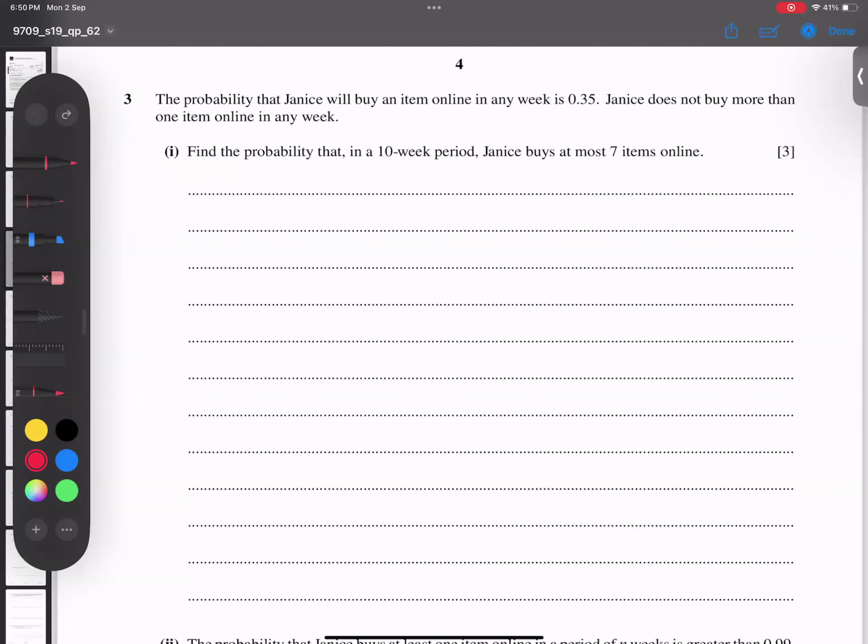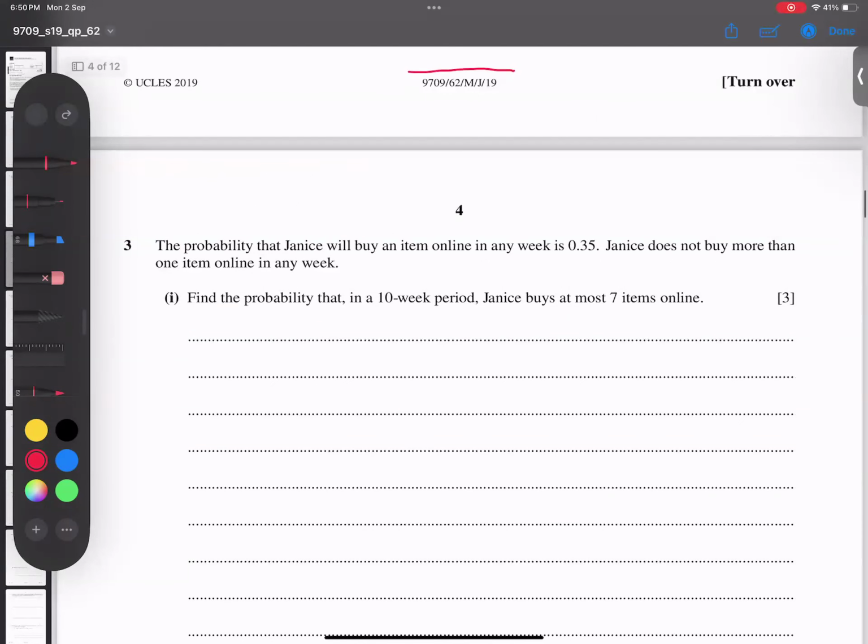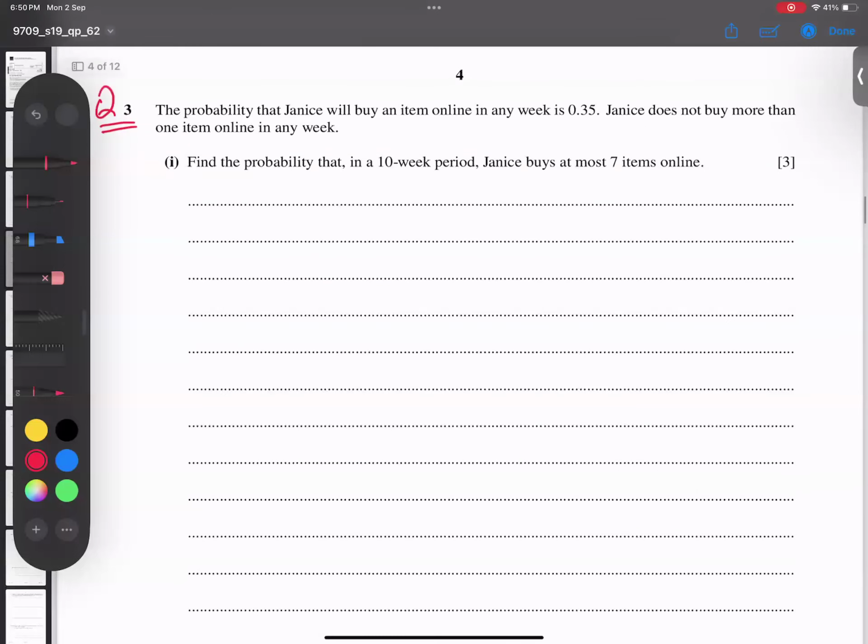Bismillah ar-Rahman ar-Rahim. This is a question from June 19, variant 62, question number 3, which I am going to solve now. The topic is binomial probability. The question says the probability J will buy an item online is 0.35, so the chance to buy is 0.35 in a week. And J does not buy more than one item in a week.